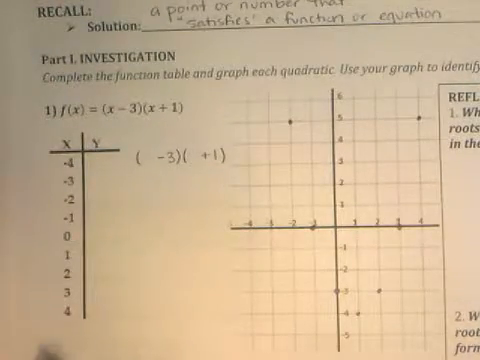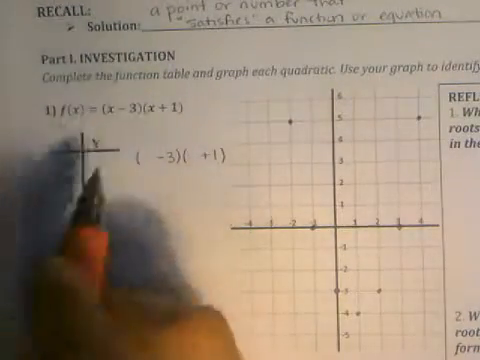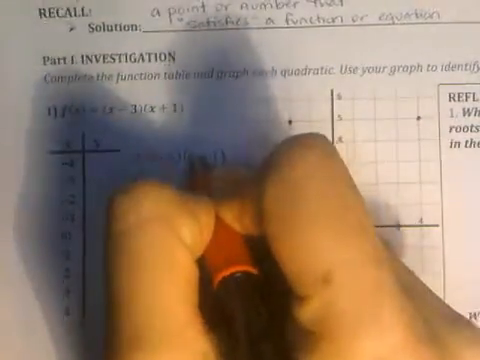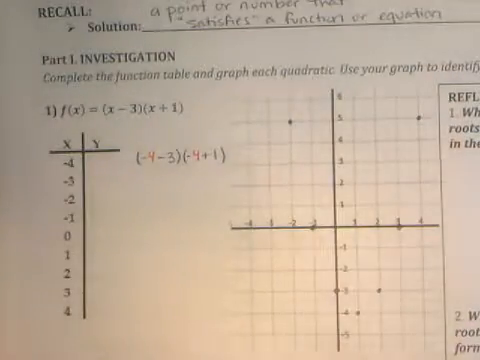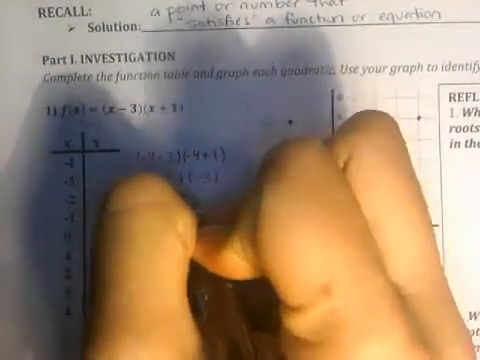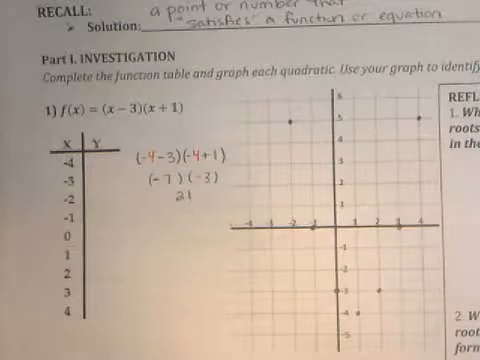It looks something like this. If I take -4 and plug it in for x in both spots, I end up with -4 minus 3 times -4 plus 1, which comes out to be -7 times -3, which is positive 21. And that positive 21 becomes the y value.